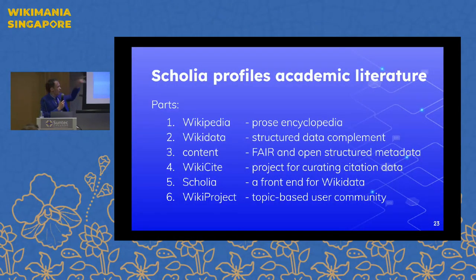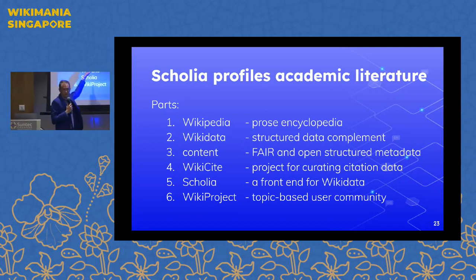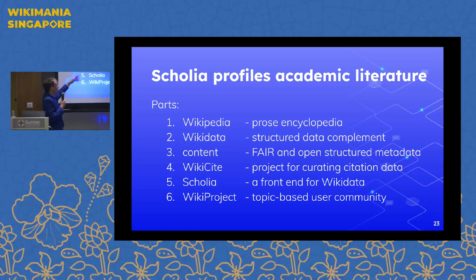So, to name drop a term, I got a list of definitions here. Wikipedia, you know very well. This is the prose encyclopedia, very popular in search engines. Everybody in the world is reading Wikipedia, right? And a complement to Wikipedia is Wikidata. Wikipedia is for humans to read. Wikidata is mostly for machines or artificial intelligence to read.